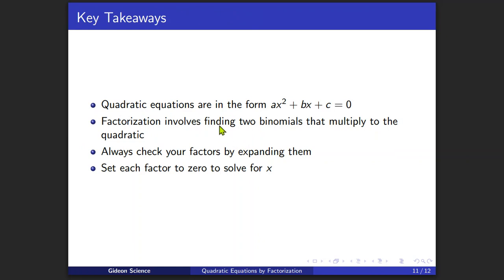Quadratic equations are in the form ax squared plus bx plus c equals 0. Factorization involves finding two binomials that multiply to the quadratic. Always check your factors by expanding them. Set each factor to 0 to solve for x. Always remember to set each factor to 0 to solve for x. This will help you to verify that the factorization you applied truly worked.